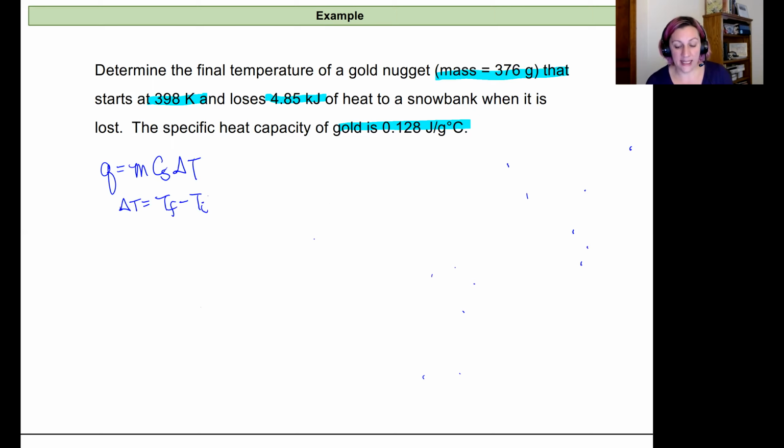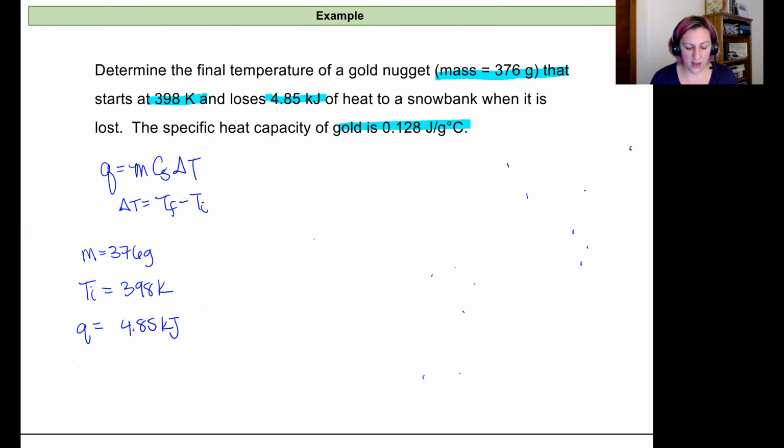So taking a look at this, we can look at some of the information that we have. It helps me to pull it out of the problem. So we have a mass that is 376 grams. We have an initial temperature that is 398 Kelvin. We have a heat that is 4.85 kilojoules, and we have a specific heat capacity that is 0.128 joules per gram degree Celsius. So just pulling the numbers out helps me a lot.